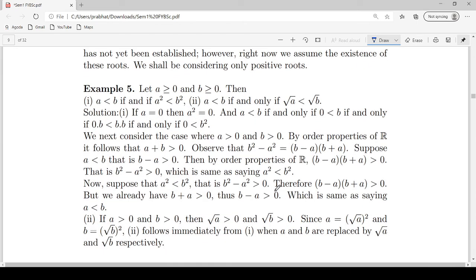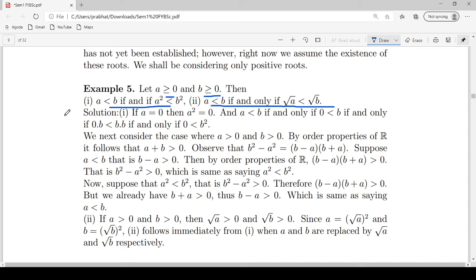Now the next statement says, if a is greater than or equal to 0, that means it is a non-negative real number, and b is also a non-negative real number, then a is less than b if and only if a square is less than b square. And the second statement is a is less than b if and only if square root of a is less than square root of b. Now remember, whenever we are talking about square root here, we will be only talking about the positive square root. We are not concerned with the negative square root. Let's start to prove this.